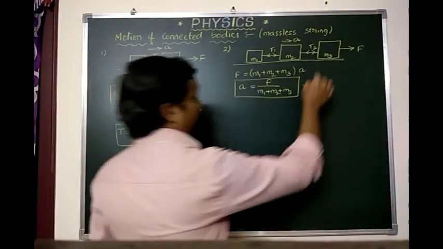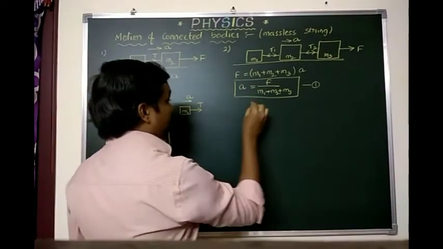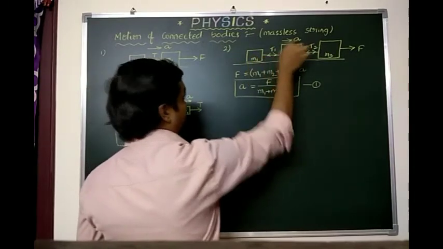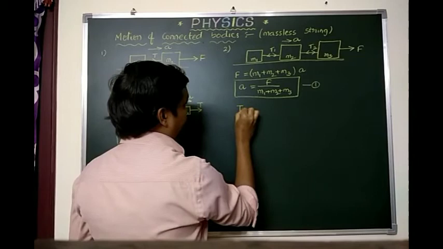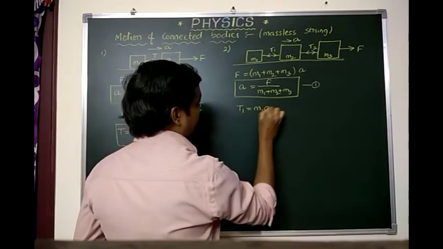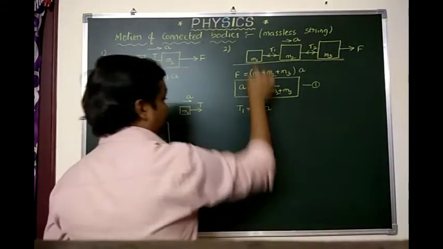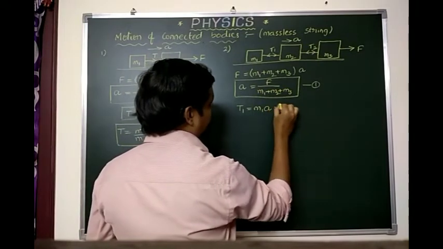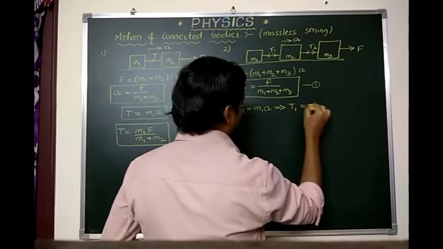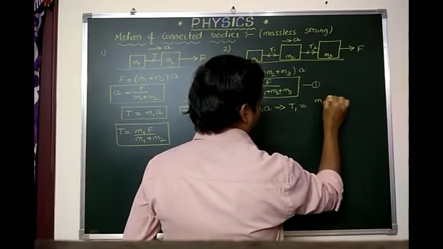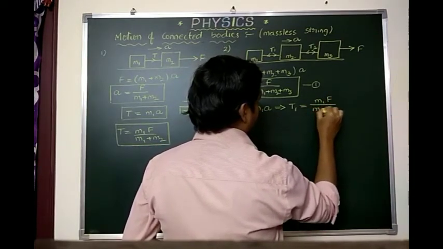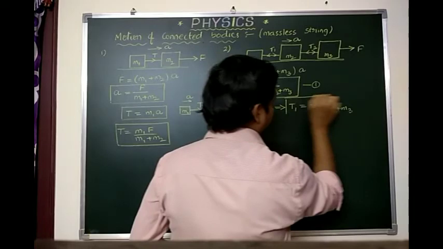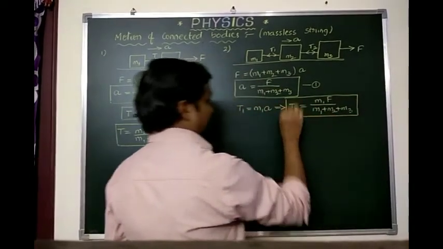In order to find the acceleration of M3, what is the tension here? It will be T1, and the acceleration of this is A. So we can write tension T1 equals M1A. For the first body we consider M1A. So we can write the formula for tension T1: T1 equals M1F divided by M1 plus M2 plus M3. This is the tension in the first string.